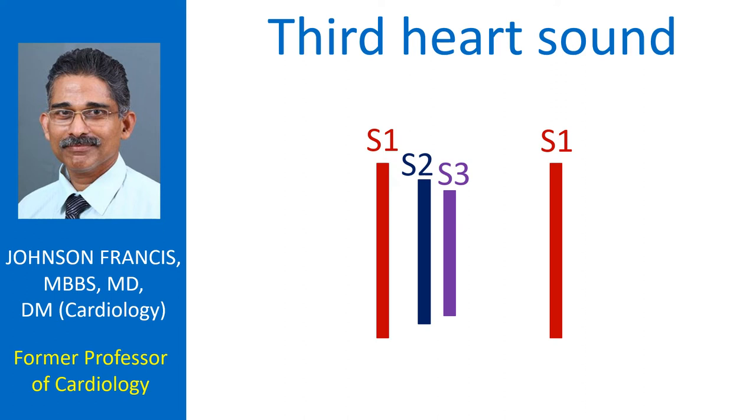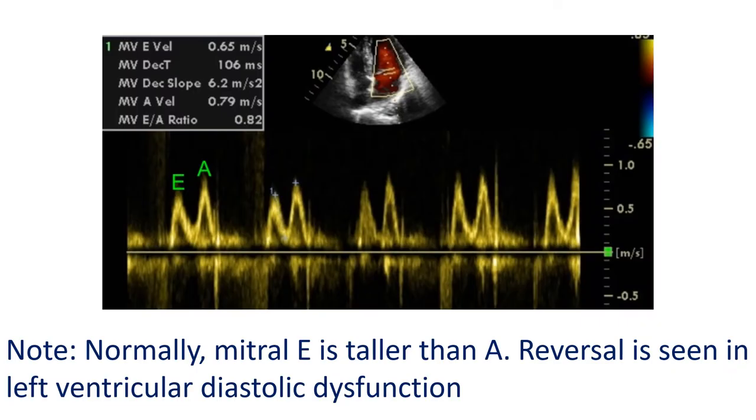Discussion on third heart sound in health and disease. Third heart sound occurs in early diastole due to rapid deceleration of transmitral blood flow as the ventricles fill. It corresponds in timing to shortly after the peak of the early diastolic E wave of transmitral flow.